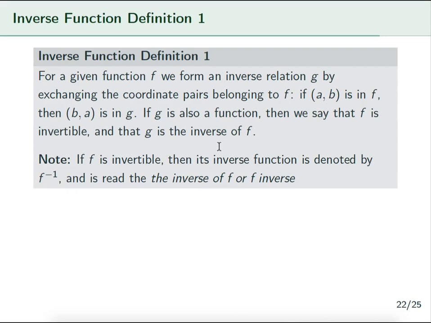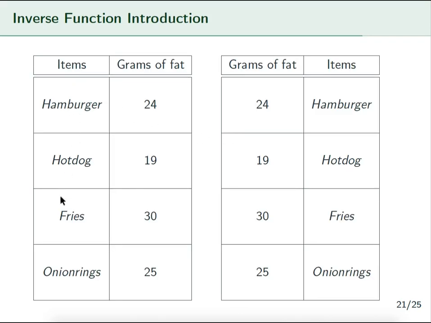So this is what's happening when we're inverting. Just like we saw on previous page, we're inverting all the items, all the grams of fat. We switch domain and range. So these two functions are inverse to each other.